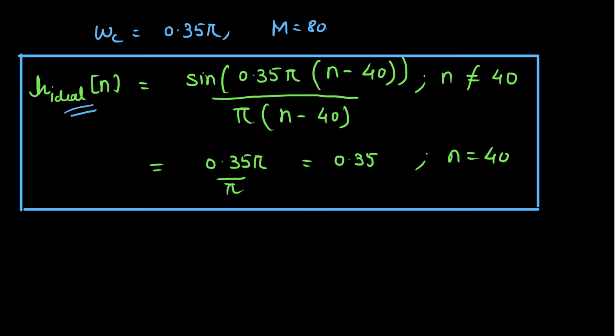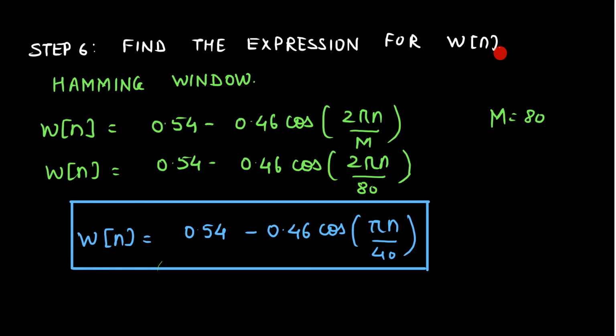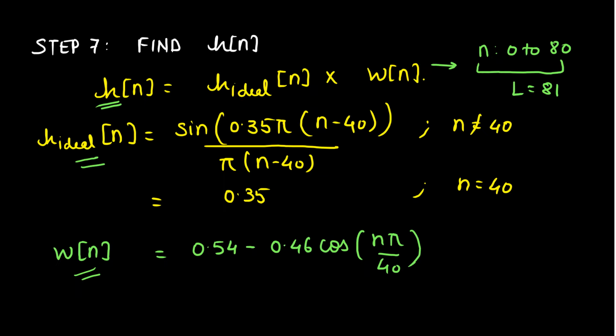And after that, what we need to find is the expression for the window function, that is W of n. So for this example, we had chosen the window as Hamming window, and for that we had substituted the order value as 80, and using this we find the expression for the window. So once we have the expression for ideal filter and window function, we can find the filter, that is H of n, by simply multiplying the ideal filter and the window expression. And after multiplication, the valid range for n is from 0 to m, that is 80, where this 80 is the order of the filter.